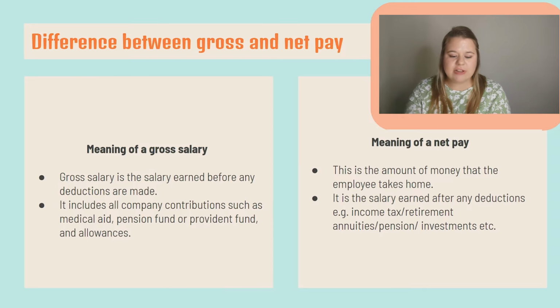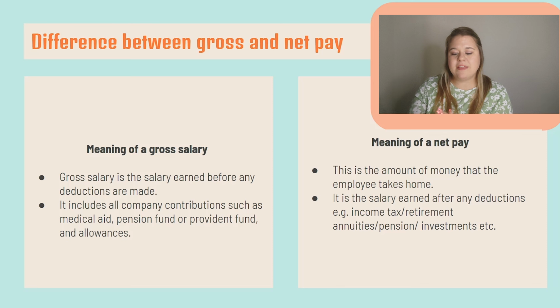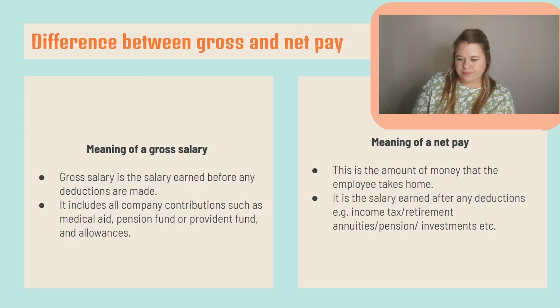Okay, by gross salary, this is earned before any deductions are made. So it includes all company contributions, so medical aid, pension fund, provident fund, and any allowances. Taxes is also included in there. Then net pay, this is your take-home salary. So it's what you take home after all of your deductions. So this is after your income tax, your retirement, your pension, your investments, everything. This is actually the money that you're going to take home. Just a note on that one.